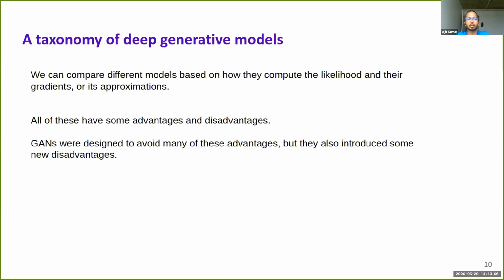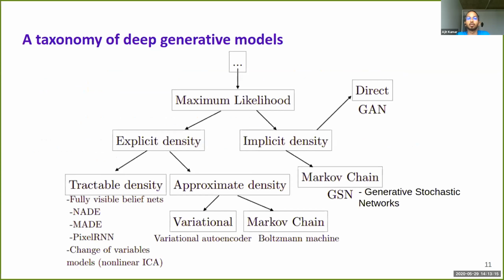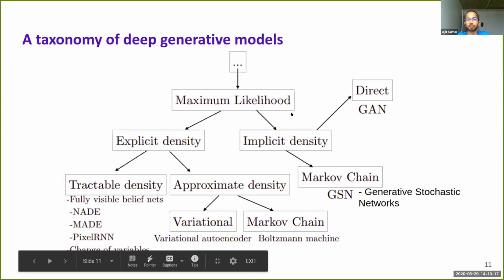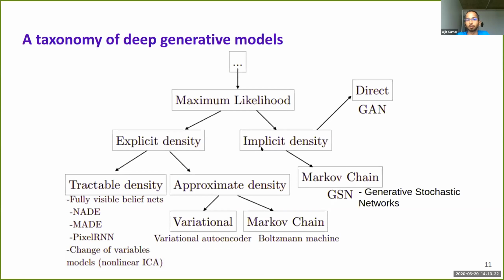So first of all, let's see how generative models are classified into different categories, and then we'll go into details of all of these models. They work by the principle of maximum likelihood, and as I said, there are two types of models: explicit density and implicit density models.